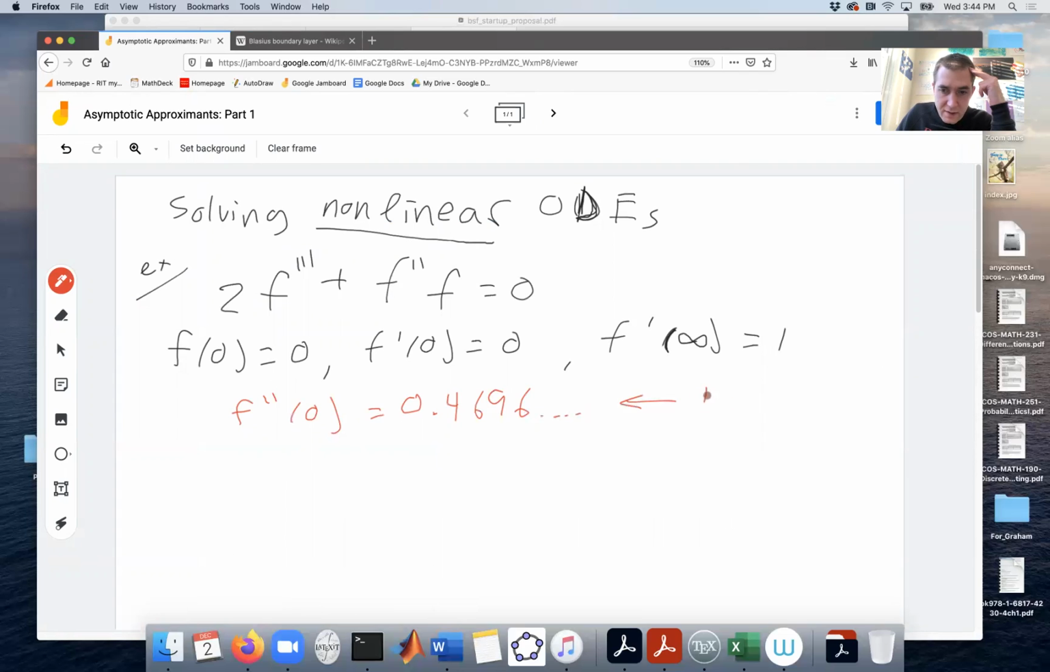And we'll say this is taken from numerics. We will show how to get that later. So at the end, we can't have something that's completely analytical and does not depend on any numerical solution.